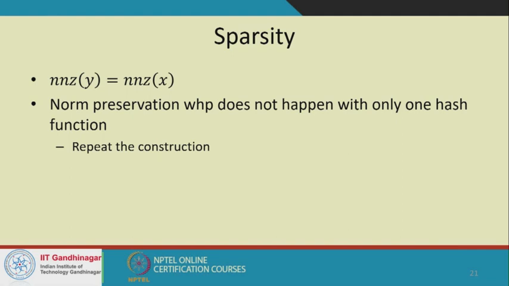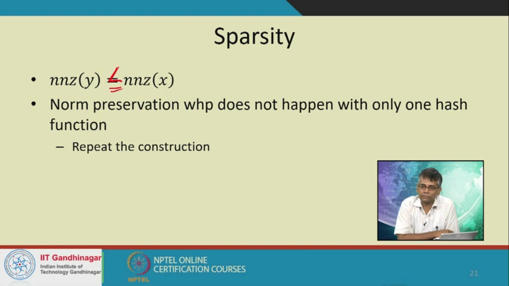So a good thing has happened, because now, if you think of it, the number of non-zeros of y is not more than the number of non-zeros of x. Because every entry of x falls into exactly one of the buckets. So therefore, it cannot increase the number of non-zeros of y.